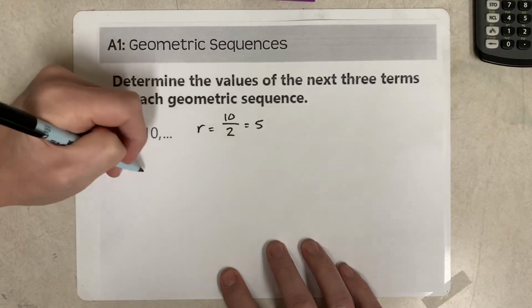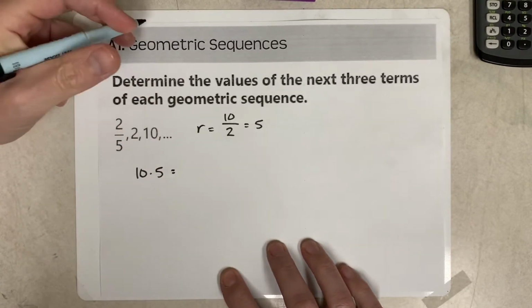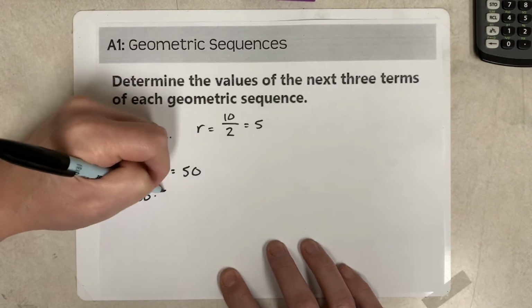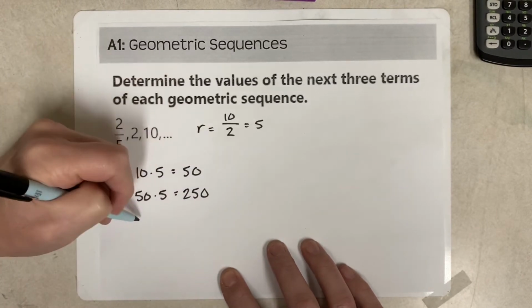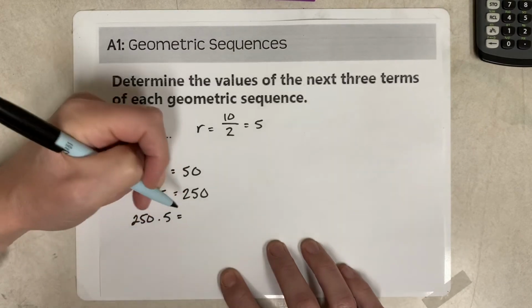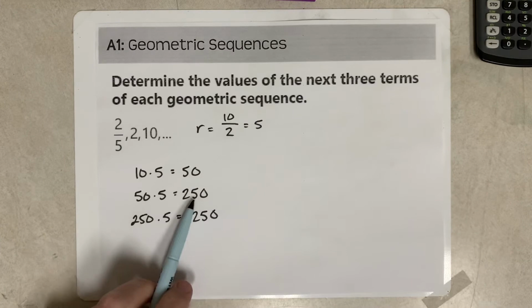So 10 times 5 is going to be 50. 50 times 5 is 250. And 250 times 5 one more time would be 1250. So these are the next 3 terms of our sequence.